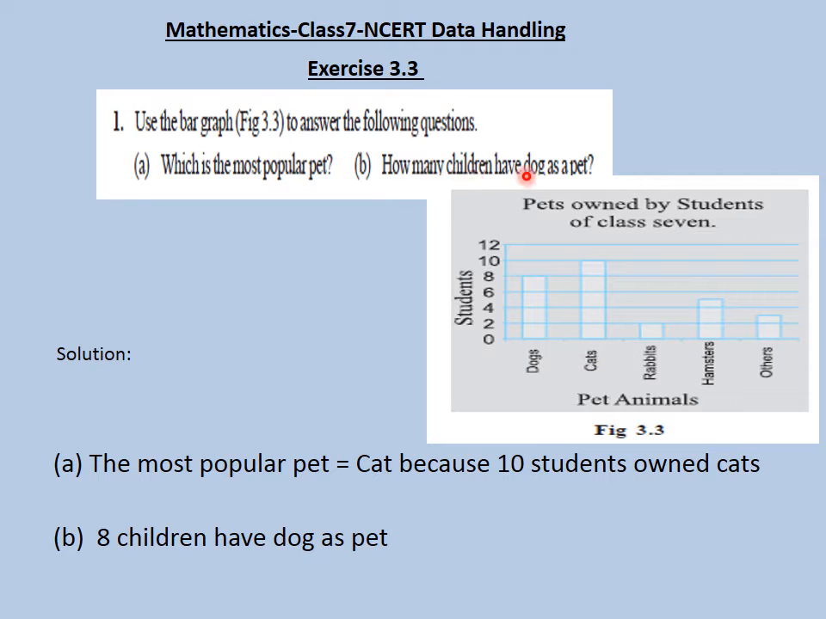How many children have a dog as a pet? Look at the dog column and see correspondingly how many children there are. 8 children. So 8 children have owned dogs.